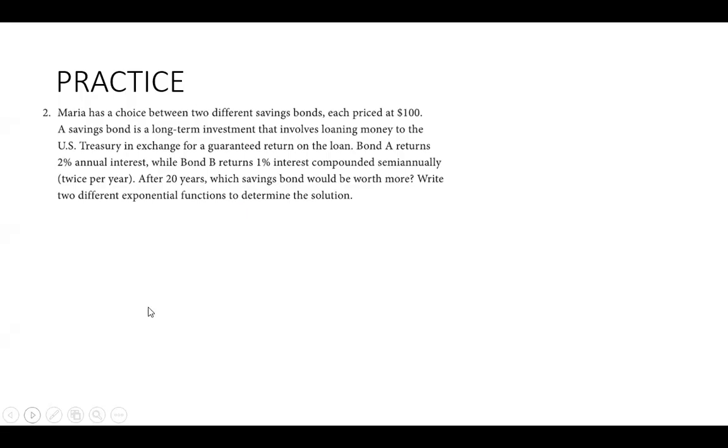Okay. So I'm going to pause again, and I'm going to let you in your groups come up with your two different models. So you'll have a model for bond A and a model for bond B, and then you're going to compare them after 20 years. Make sense?